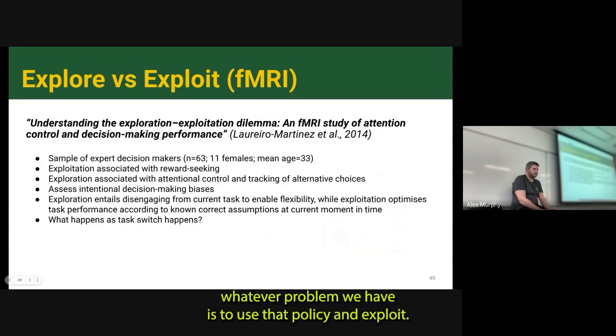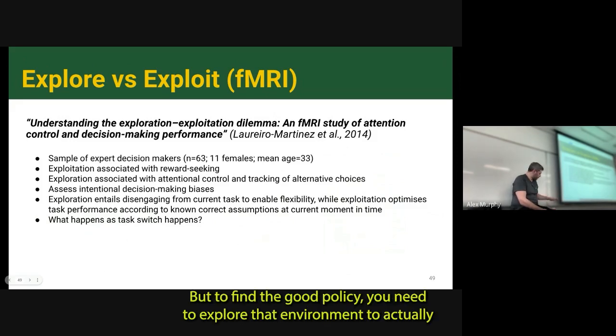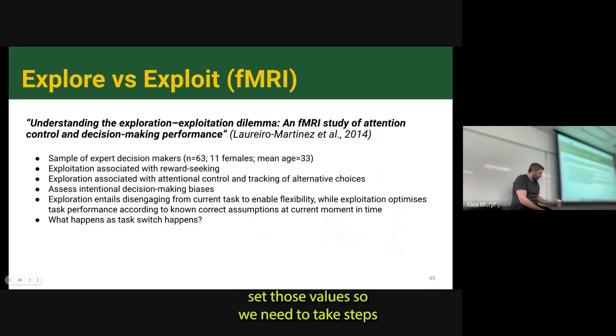of moving through whatever problem we have, is to use that policy and exploit it. But to find the good policy, we need to explore the environment to actually set those values. So in some steps, we need to take steps which are not the best and then try to see, suppose in chess, the best move is knight to somewhere. But then let's see if I want to move the pawn and what happens. Maybe I win, maybe I lose. And depending on that, I would decide, oh, the pawn move was a bad move.